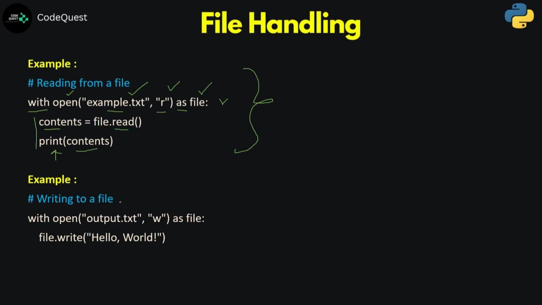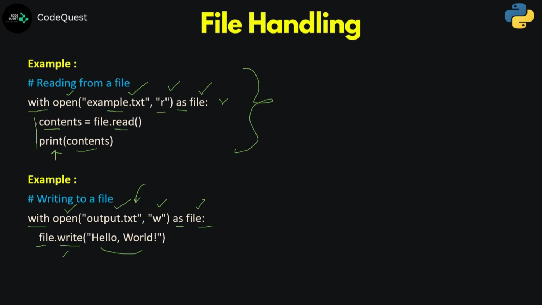Now let us see another program where once again we have started using this with, but this time we have opened this file, let's say output.txt, and we are using W mode, which means we are trying to open this file for writing purpose. Once again we have taken as followed by some file object. Now using this file object, we are using the write method, and this is the content I want to write within this particular file.